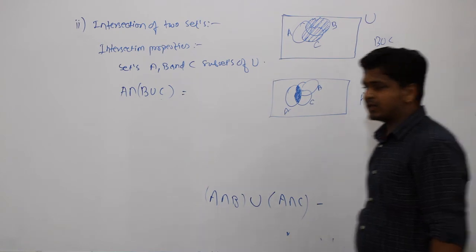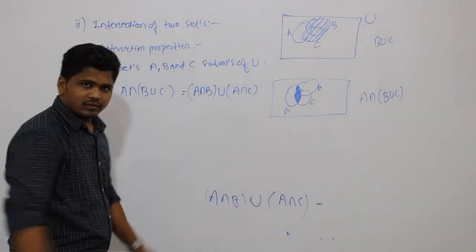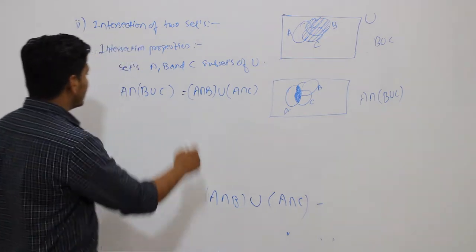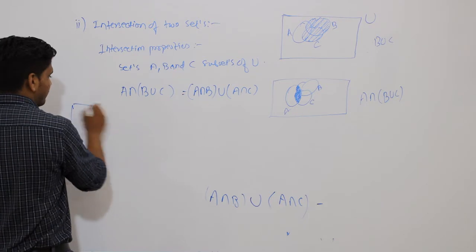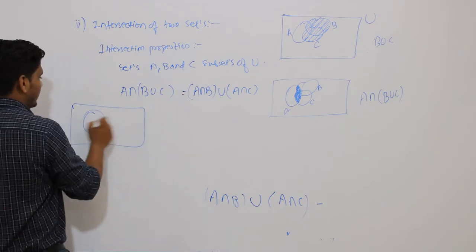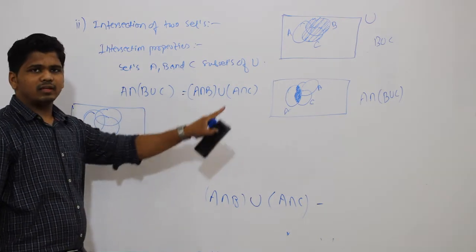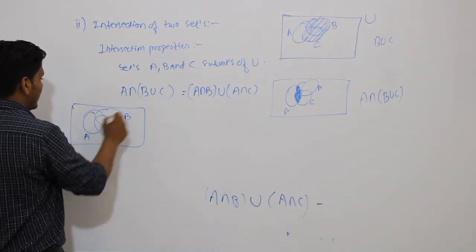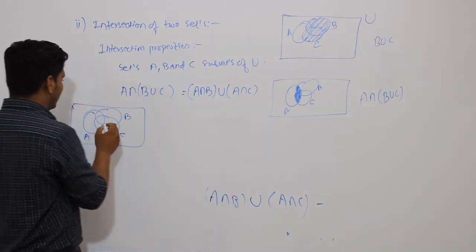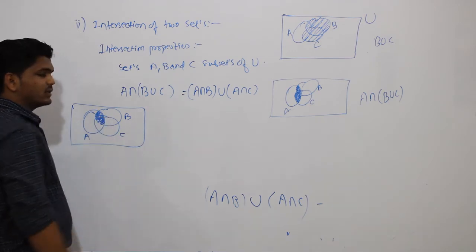Now we will take the RHS, what it will become. Now we will consider our RHS. We will see here. Now I will calculate first A intersection B. Suppose here my U is there and A, B and C are there. I will calculate first A intersection B in the RHS. This is A, B and C. My A intersection B is nothing but this thing. This is my A intersection B.